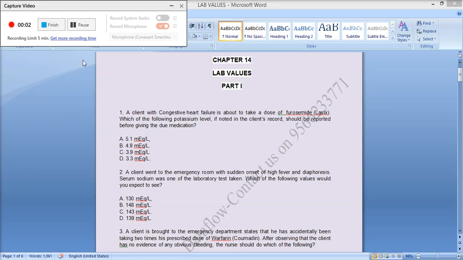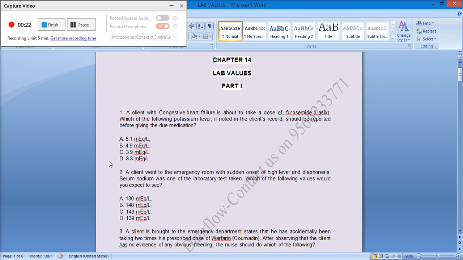Lab values part 1. A client with congestive heart failure is about to take a dose of furosemide. Which of the following potassium levels, if noted in the client's record, should be reported before giving the due medication? A. 5.1, B. 4.9, C. 3.9, D. 3.3. The correct answer is D, 3.3 milliequivalent per liter.